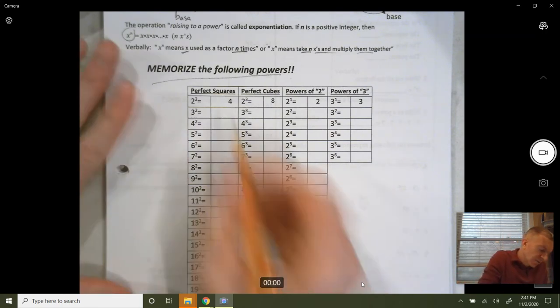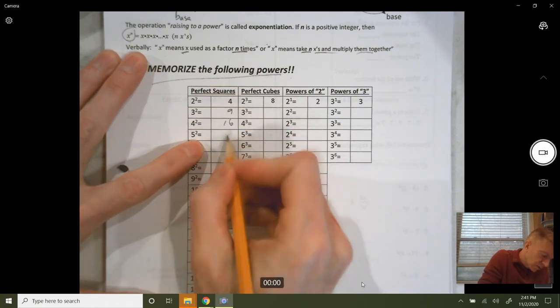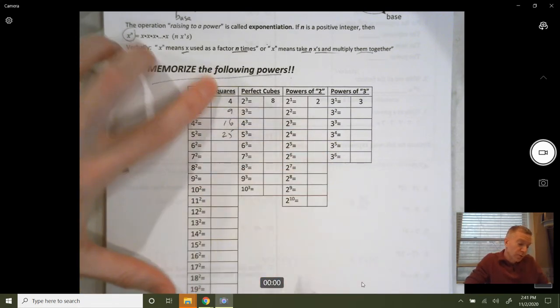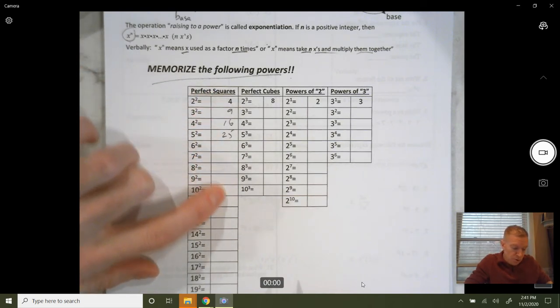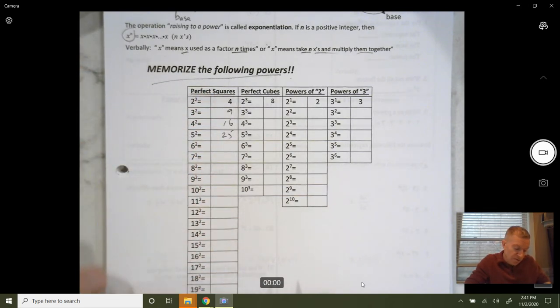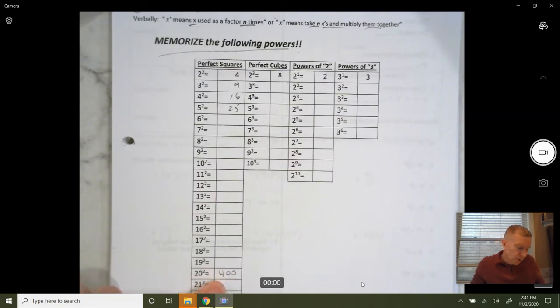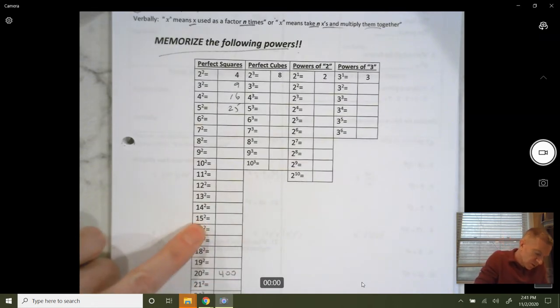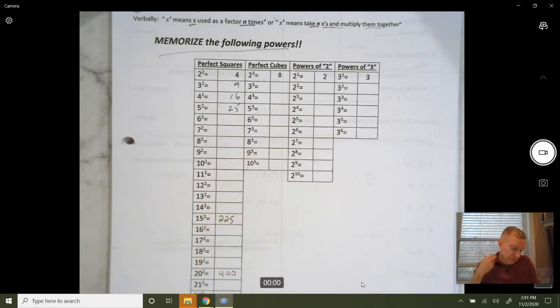Okay, so you can fill these out. 3 squared is 9, 4 squared is 16, 5 squared is 25. I'm not going to do it for you, but you should recognize these numbers. When you're looking for perfect squares, you should recognize numbers as perfect squares. For example, 20 squared is 400. When you see the number 400, you recognize 400 as a perfect square. 15 squared is 225. When you see the number 225, you should recognize that as a perfect square.